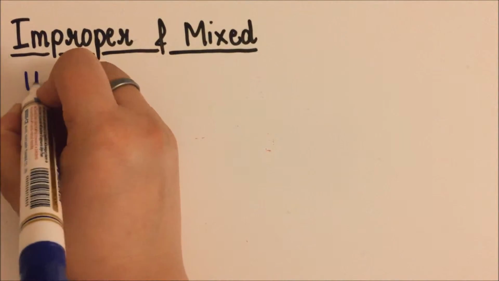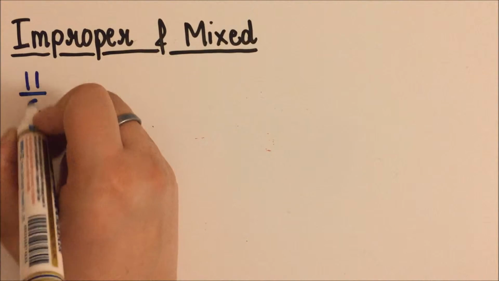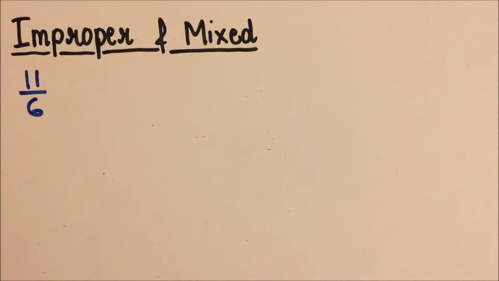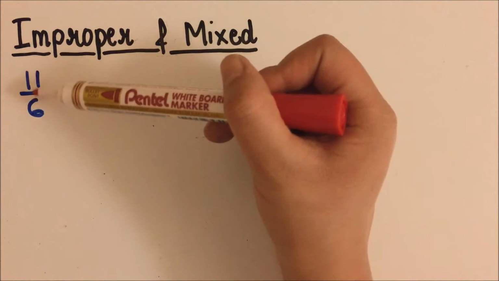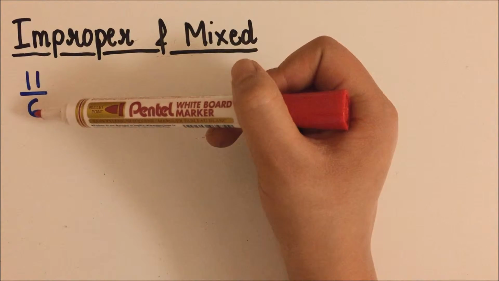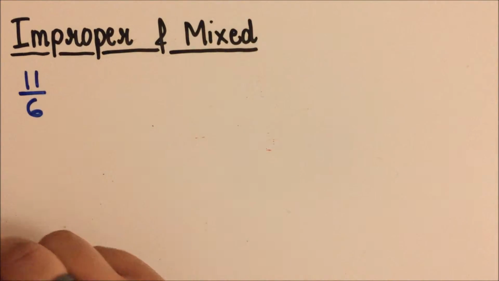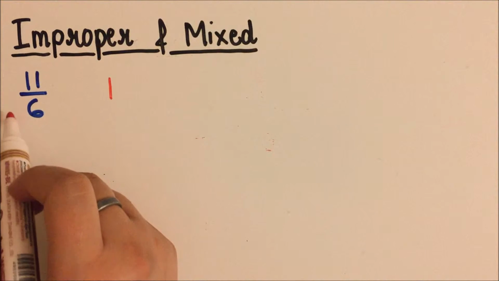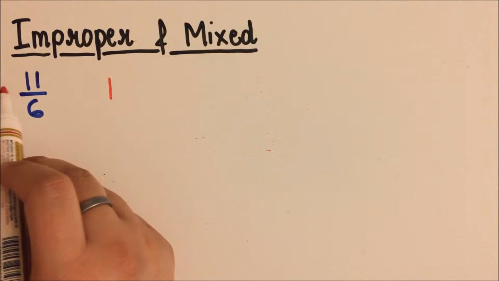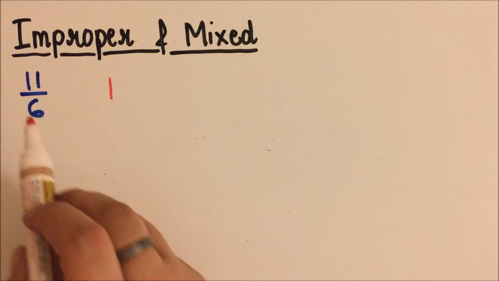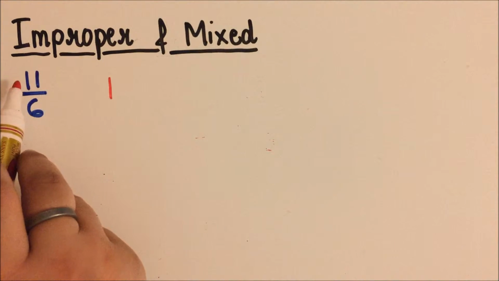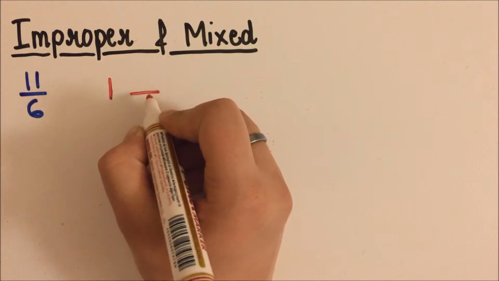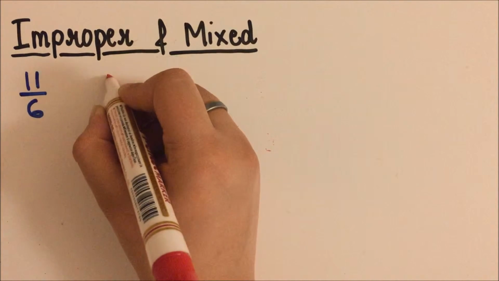Let's take a look at an improper fraction. So 11/6. First step that you need to do is to divide the top number by the bottom number, so you get a whole number, which in this case will be 1. Because 6 times 1 gives you 6, then 6 times 2 is 12, but this number here is smaller than 12, so 6 only goes into 11 once, so that's why you've got 1 here. Then that's the whole number part.